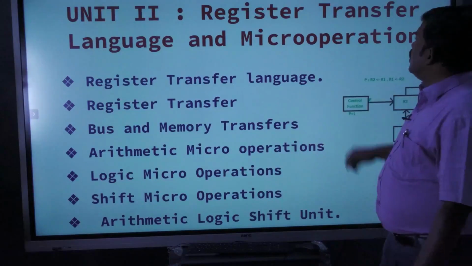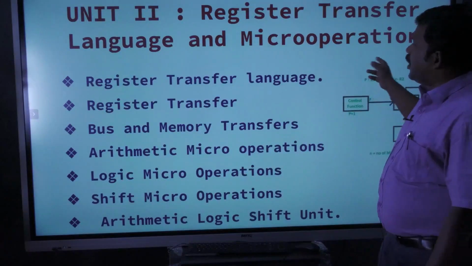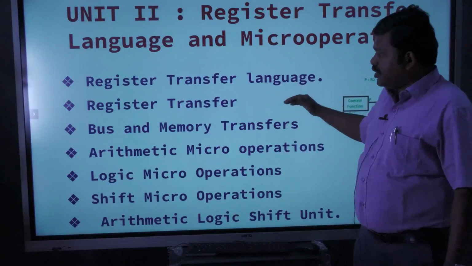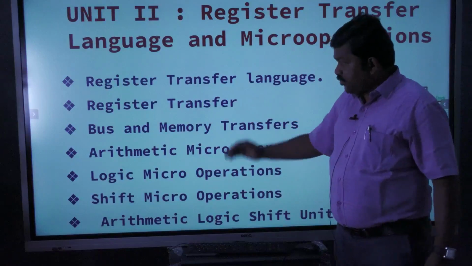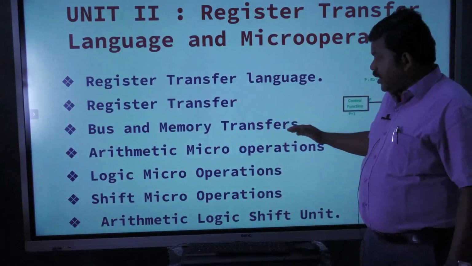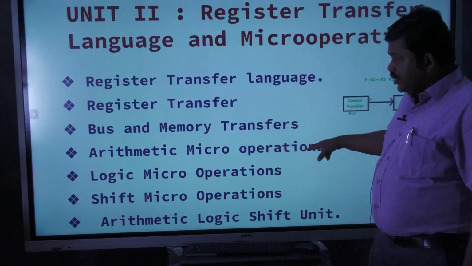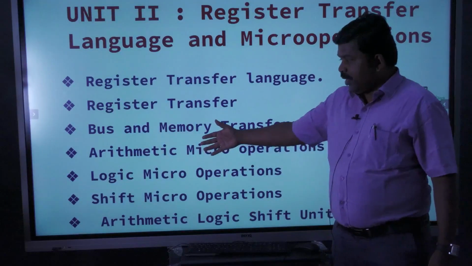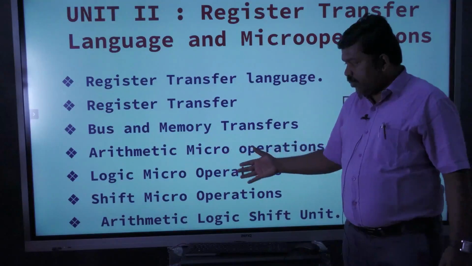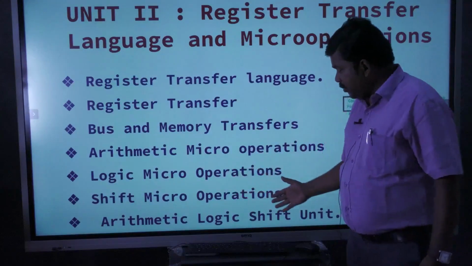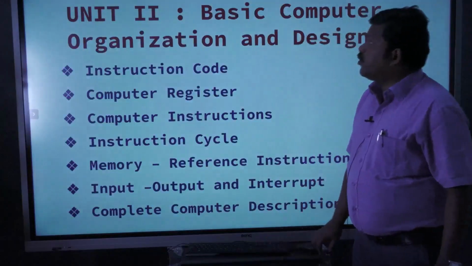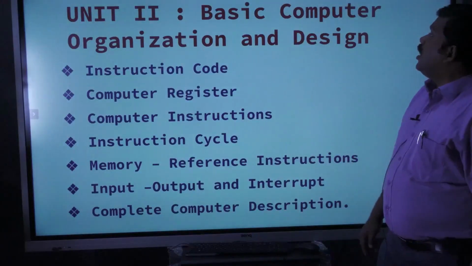The second unit has register transfer language and micro operations. What is actually register transfer language, how the register to register transfer will happen, bus and memory transfers, and arithmetic micro operations. There are various micro operations. There are three types of micro operations: arithmetic micro operations, logic micro operations, and shift micro operations. Apart from that, the arithmetic logic shift unit, and how these units are working.